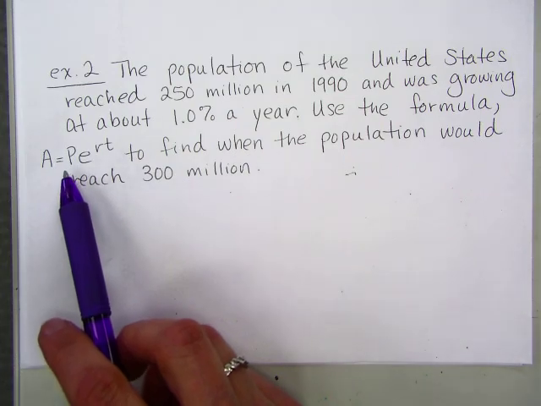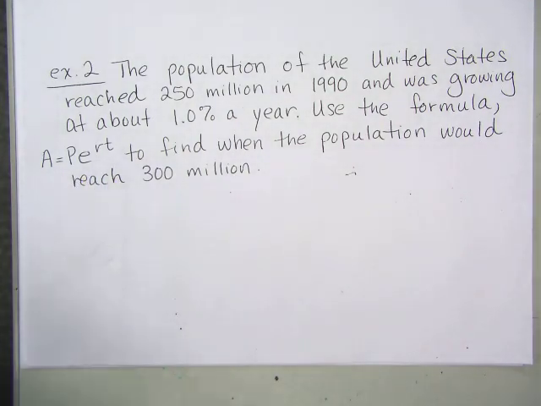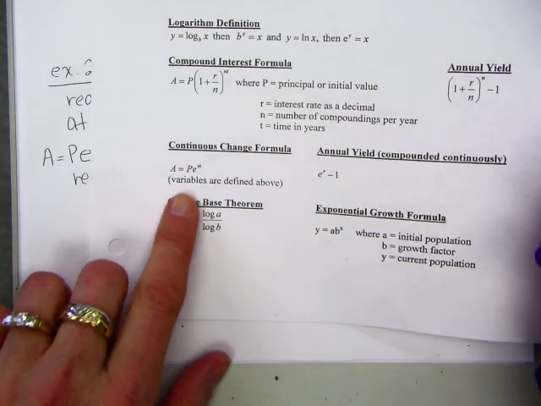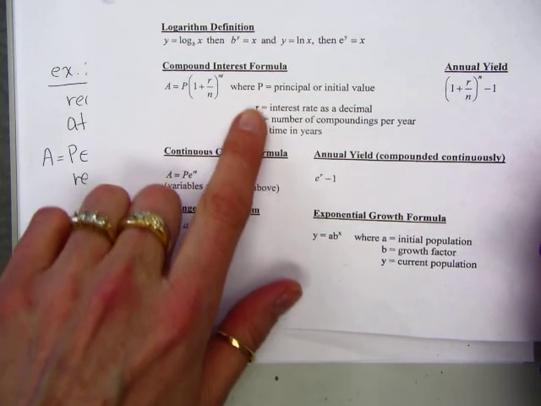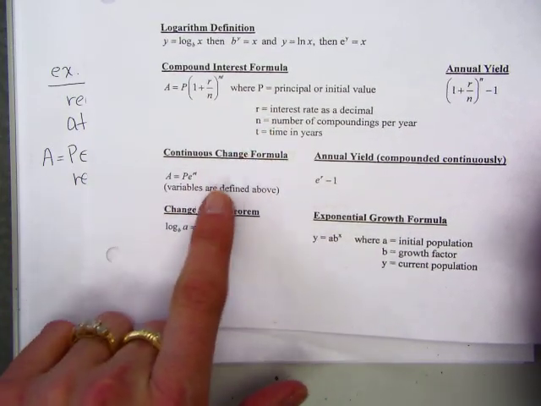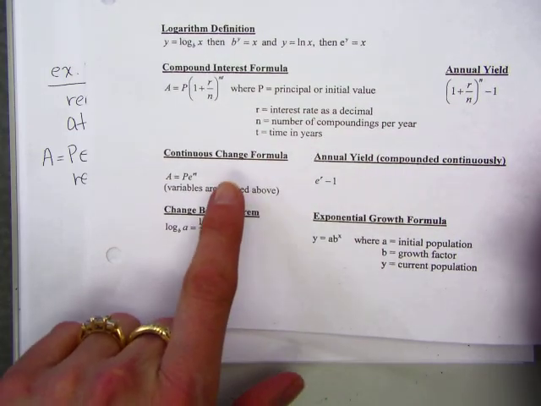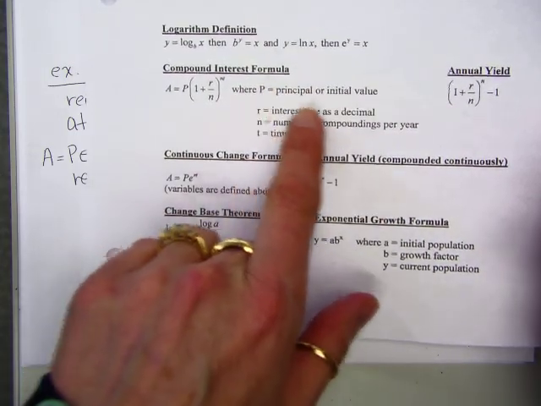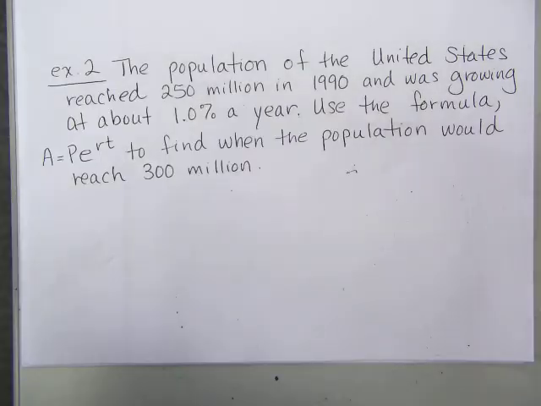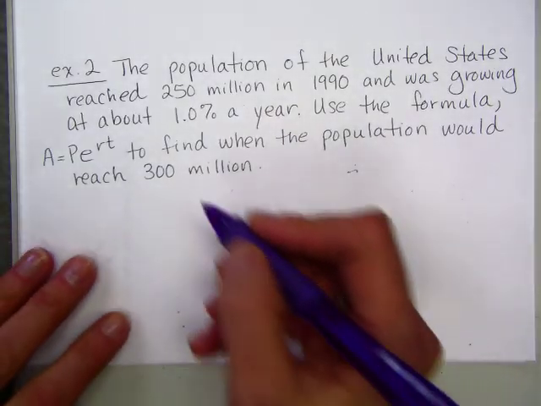So often this formula is referred to as the PERT formula. It just kind of looks like it says that, all right? It also is on your sheet, okay? The variables are defined here. Interest rate is a decimal. T is the time in years, okay? P is the initial value. In this case, that would be the initial population.